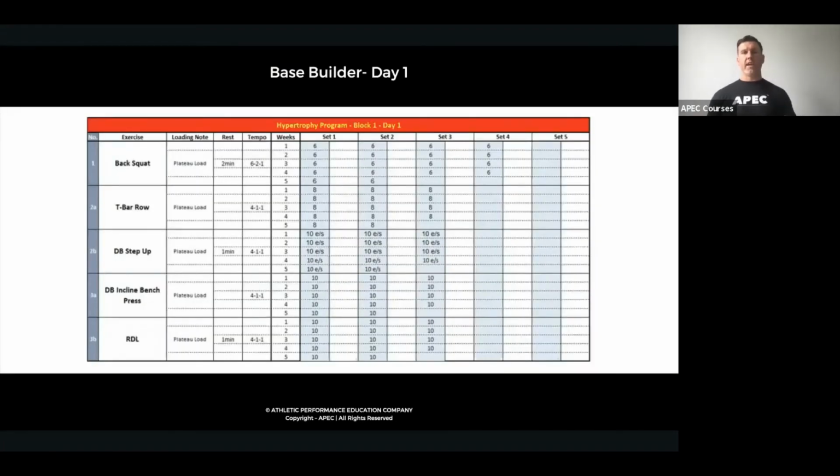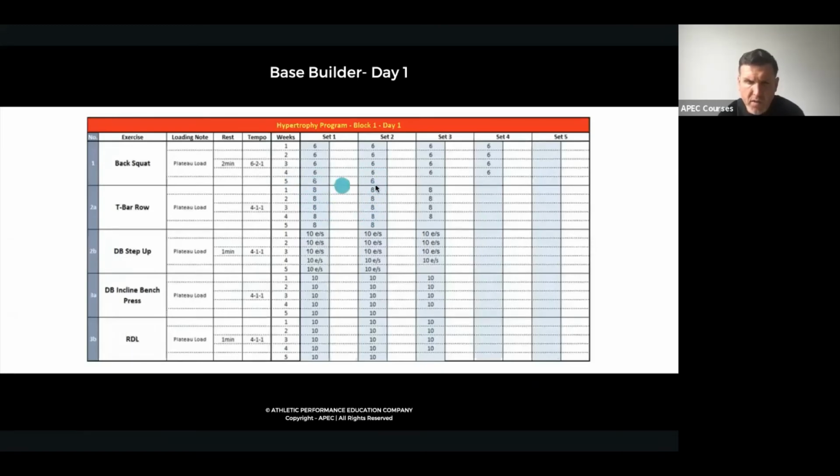Okay, phase 1, day 1, what does it look like? Okay, so like we said here, this is 1. So this exercise is performed by itself. Okay, huge tempo there, guys. 6 seconds on the way down, 2-second pause at the bottom, 1 second on the way up. We have our weeks laid out here, and all of our working sets laid out here as well. Okay, so you can tell on week 4 and week 5 we've increased.